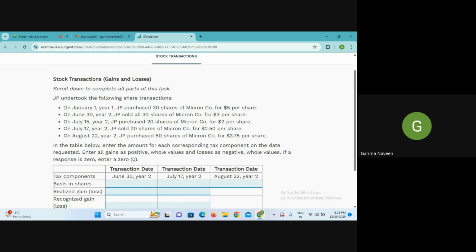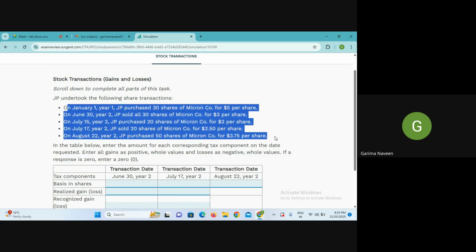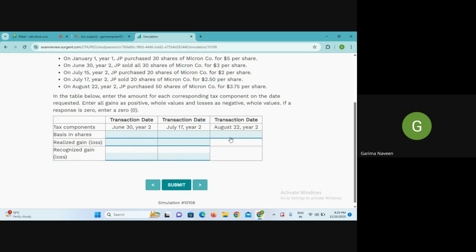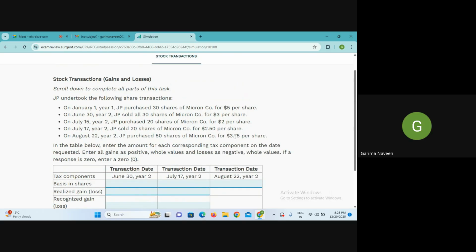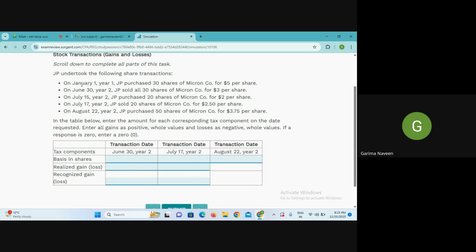Because there may be some gain or loss which may not be recognized. Mainly your gain is recognized, but in case of wash sale, your loss is not recognized. So you have to consider the wash sale loss here. Wash sale means if you are buying and selling, or selling and buying, the same shares within 30 days, and that leads to a loss, then that loss will not be recognized.